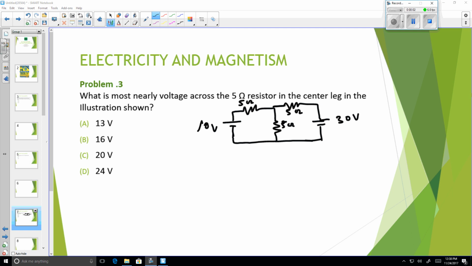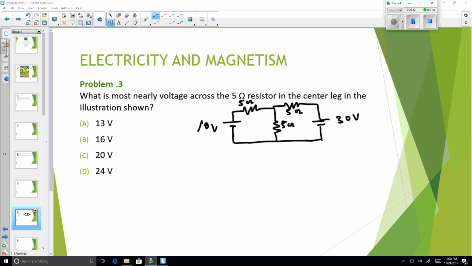Here's the third problem. It's about circuit analysis. They ask, what is most nearly the voltage across the 5 ohm resistor in the center leg in the figure? Is it 13 volt, 16 volt, 20 volt, or 24 volt? In order to find the voltage drop across that center leg resistor, we need to find the current passing through that resistor, and then we apply Ohm's law, voltage equals current times resistance, to find that voltage drop.